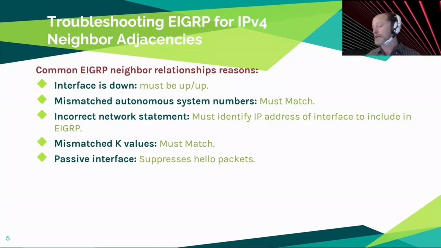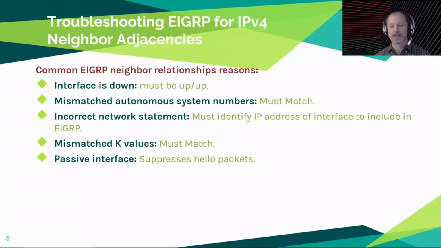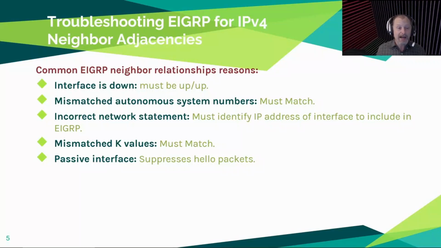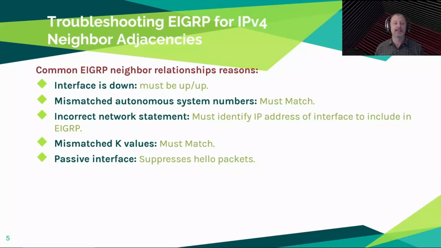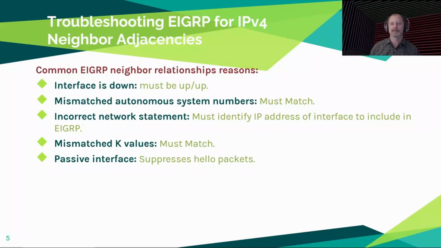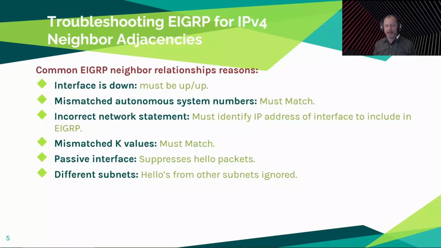Passive interfaces are not going to send hellos. If you don't send hellos, you're not going to form an adjacency. That may be desired, but maybe not. If there's an adjacency that is missing, make sure it's not a passive interface. The subnets have to be the same.